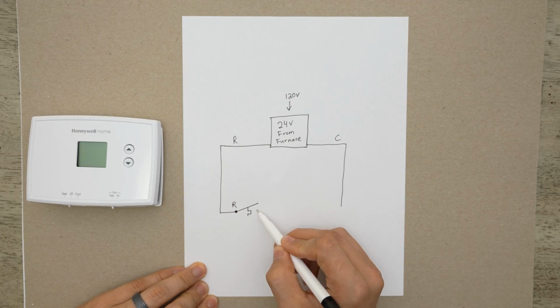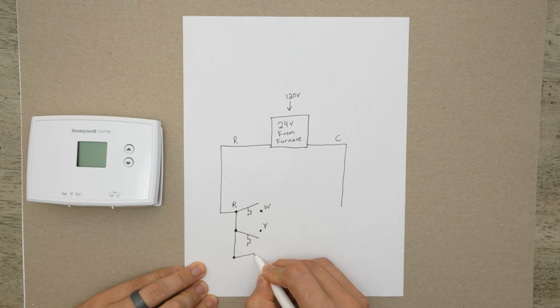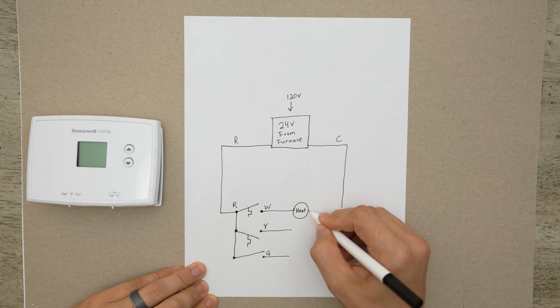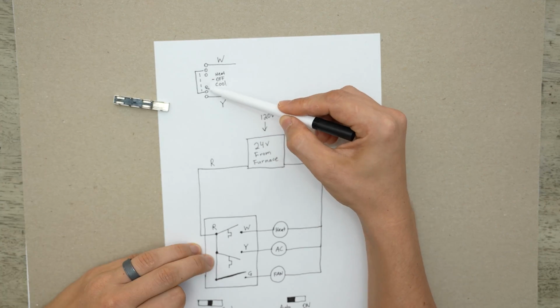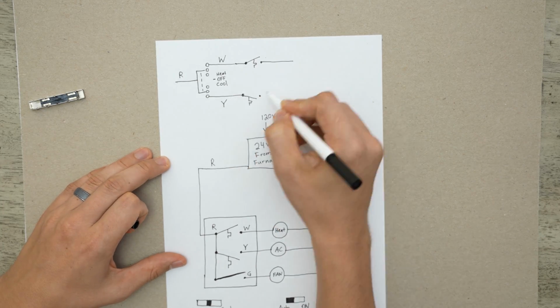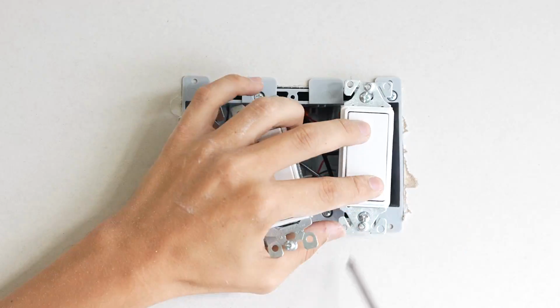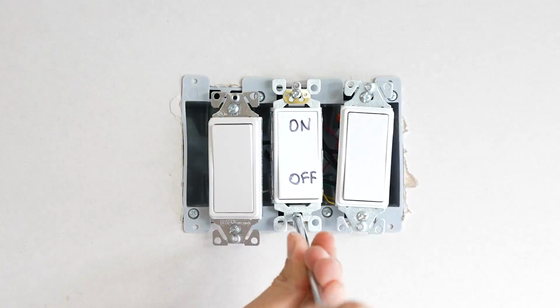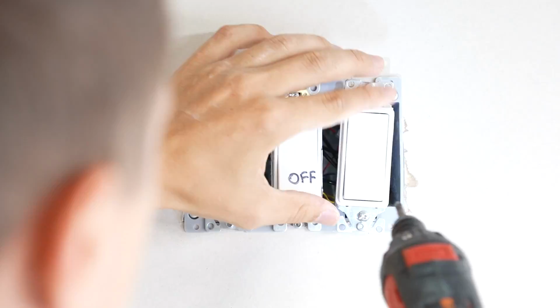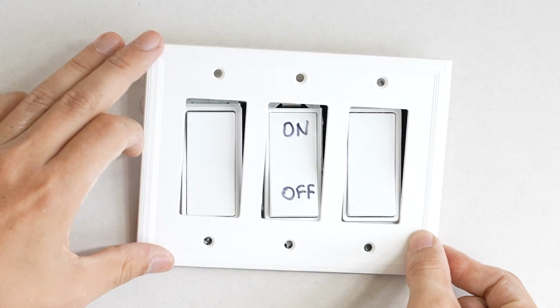If what I did in this video doesn't fully make sense to you, I would suggest watching my video on the basic wiring diagram of a thermostat. That video should help answer most of the questions you may have. And to make this little mess that I made more cosmetically appealing, I will screw down the switches and add a nice decorative wall plate as a finishing touch.